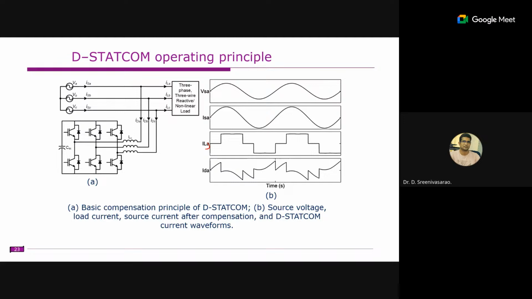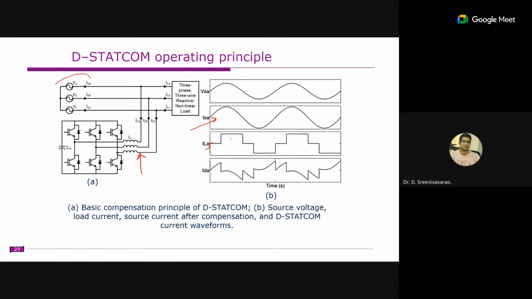So what we can do is control this D-STATCOM, or control the current inside this inverter, such that, whatever this one is, the nonlinear load, this is the closest sinusoidal approximation of this waveform. The difference current between this closest approximation and this load current waveform must be injected, or drawn from the D-STATCOM in the opposite direction, so that the source current will become sinusoidal.